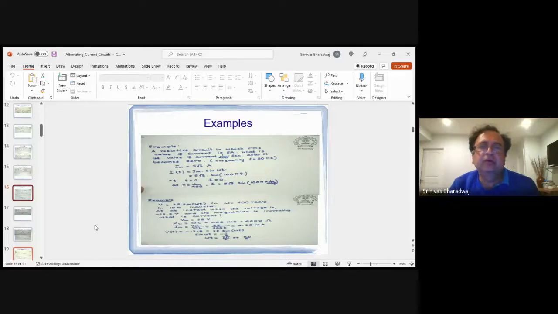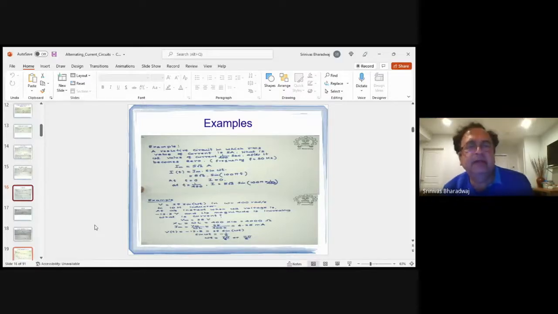Now a resistive circuit in which the RMS value of the current is 5 amperes. What is the value of current 1 by 400 seconds after it becomes 0? So Im sine omega t, where Im is 5 times root 2. If IRMS is 5, then Im is 5 root 2. So the equation is 5 root 2 times sine, and the frequency is 50 hertz, so 2 pi f gives 100 pi t. Therefore, I equals 5 root 2 times sine 100 pi t. Now, after a time t of 1 by 400, what is the corresponding value? You will have a result.